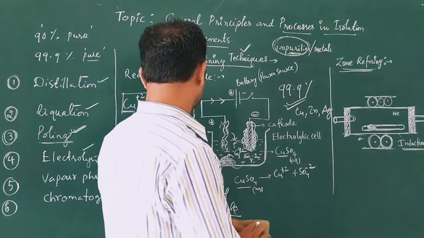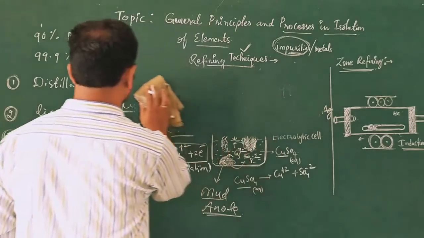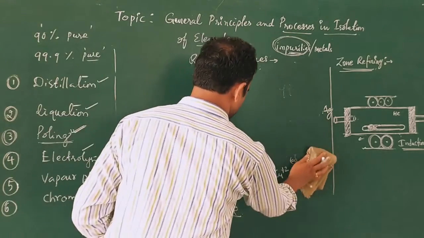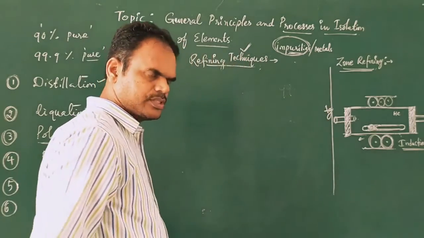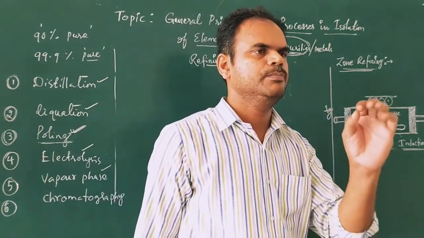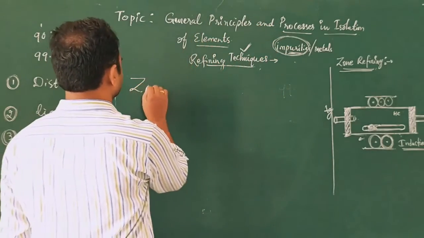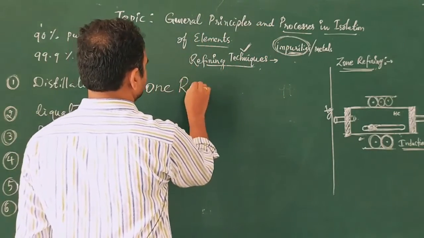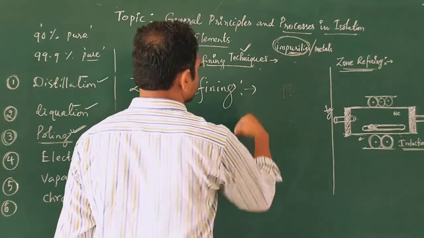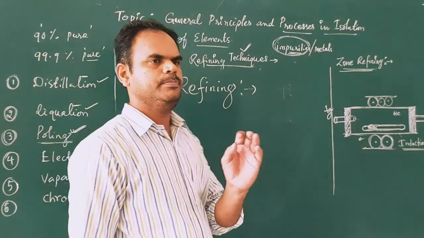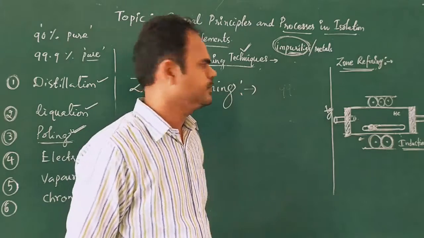Okay, so this is the electrolytic refining technique, the fourth technique, and the fifth technique is a very important thing nowadays. The fifth technique is the most important compulsory question in the board paper. This is what we call zone refining. Zone refining technique, very important. In the board paper you get the question directly, a 1 mark question, 2 mark question, 3 mark question also you will be getting.